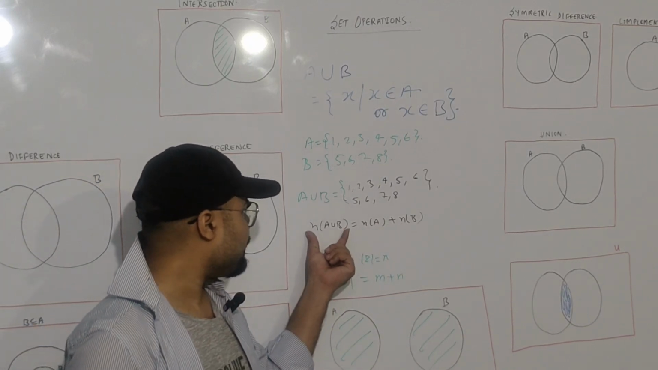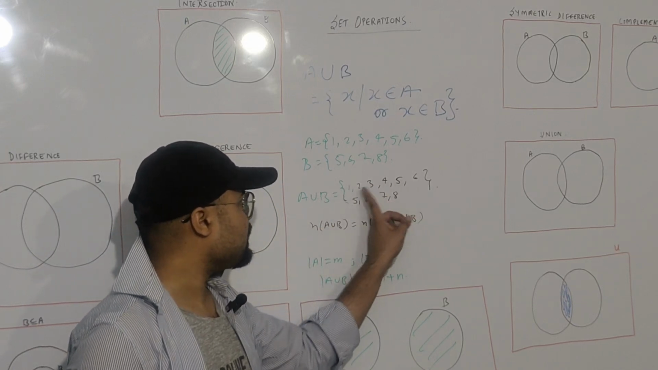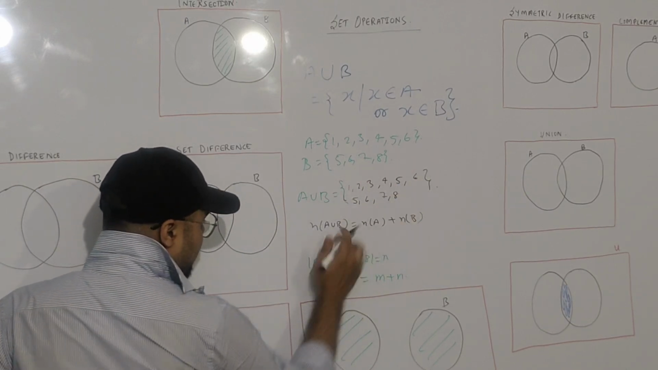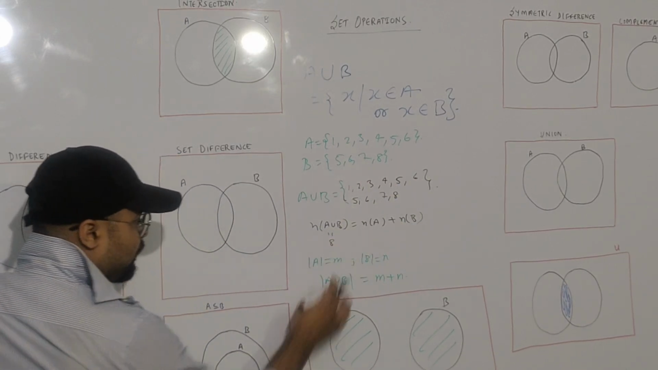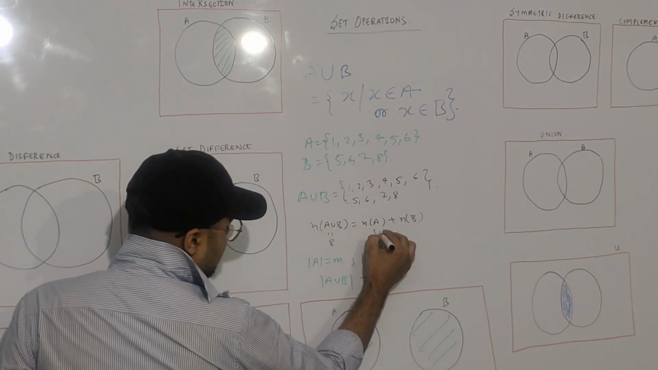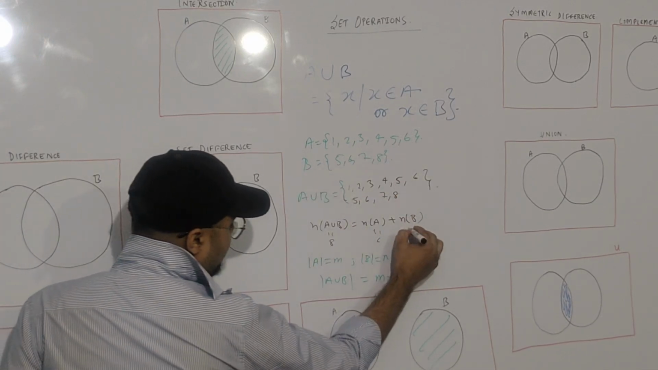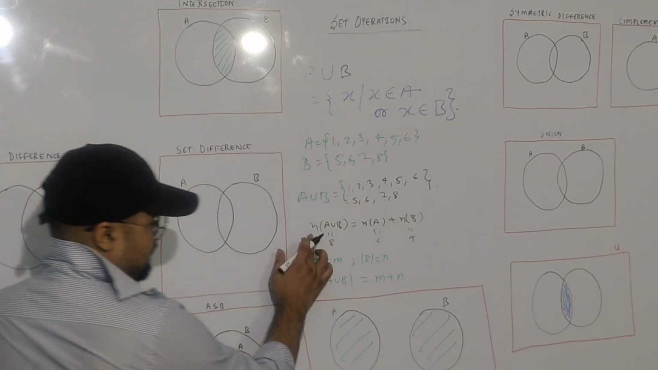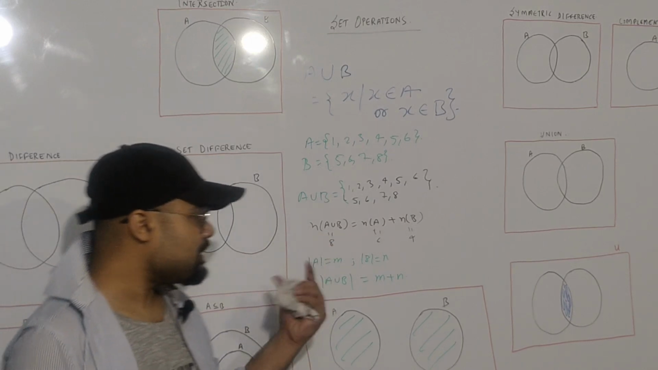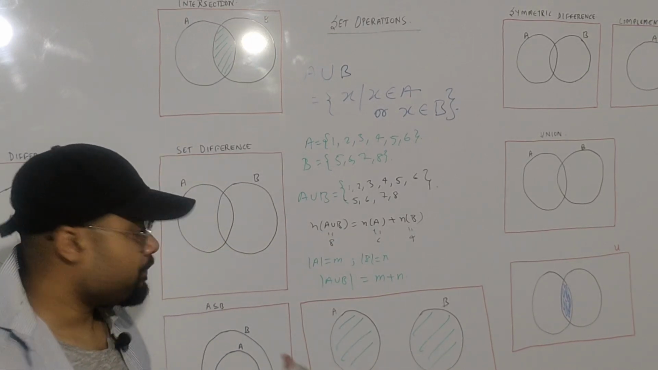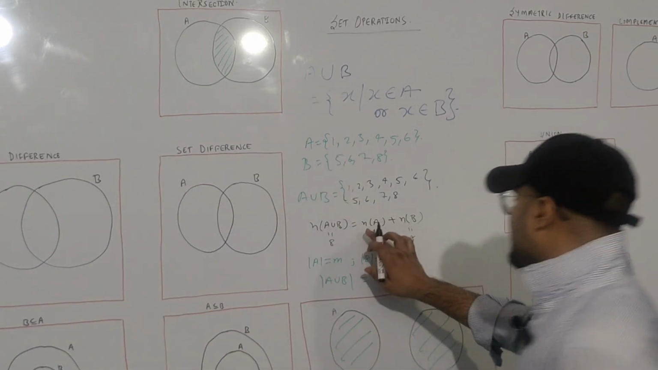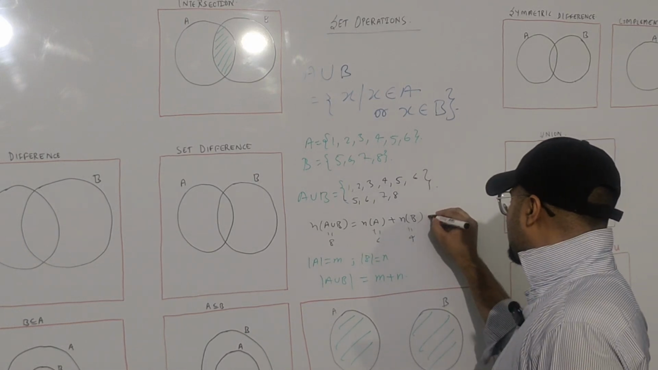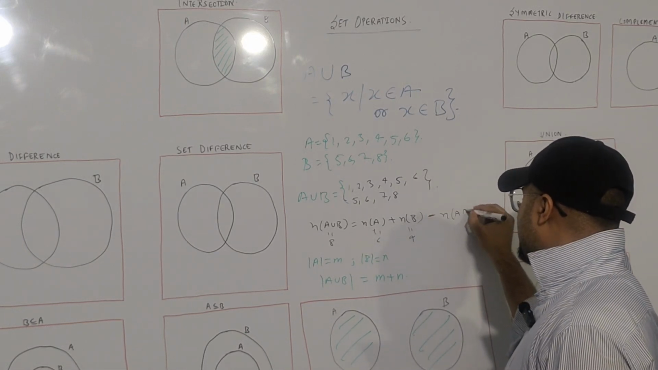So the number of elements in A union B is how much? It is going to be 8. You can see for yourself, the number of elements in A union B is 1, 2, 3, up to 8. This is equal to 8. But what is the number of elements in A? 6. And what is the number of elements in B? 4. So 6 plus 4 would be 10. So the correct formula to find the cardinality of the A union B set is the number of elements in A plus the number of elements in B, then I am going to subtract the number of elements in A intersection B.